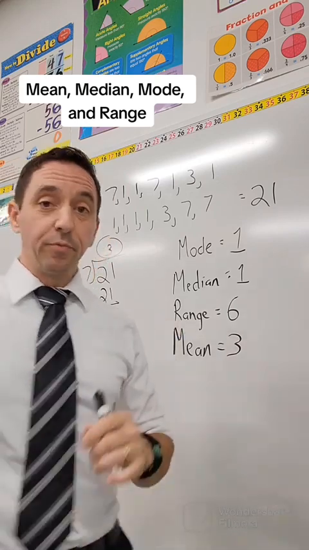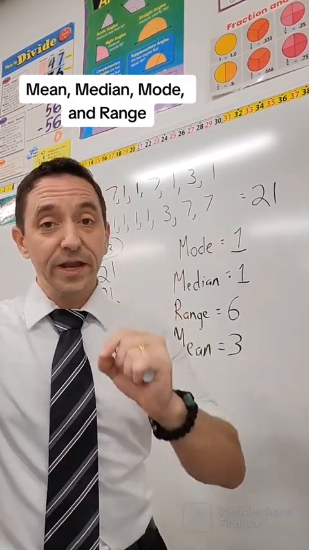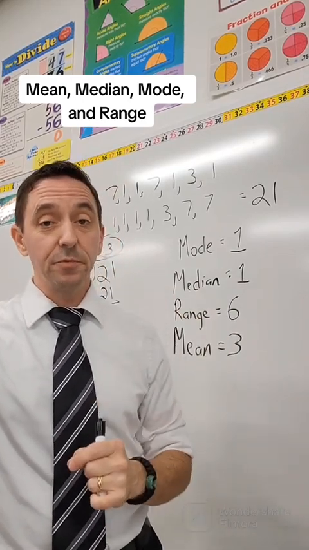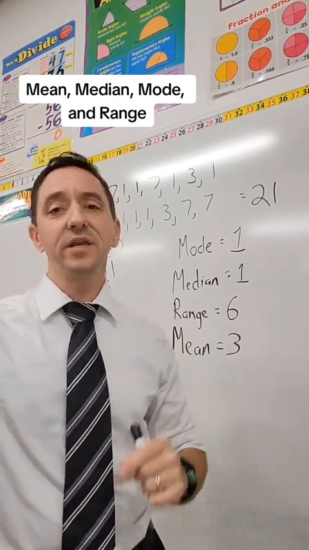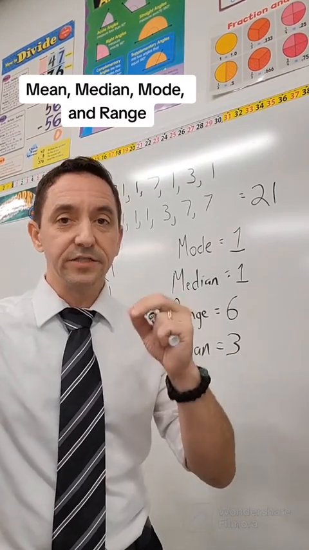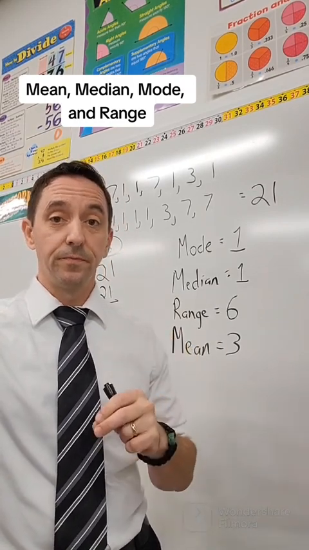Most important things I can point out. Number 1, always, always, always arrange your data in order from least to greatest. I find this is the most common mistake. So always make sure when you're given a set of data and you're asked to find mean, median, mode, and range, or any of the 4, start by organizing your data from least to greatest. It will be the most helpful.